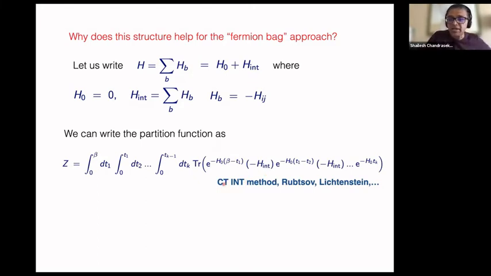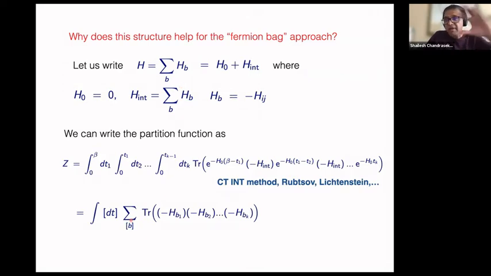This is usually called the continuous time method, right? And then this trace for this particular model, since H0 is just 0, is just inserting a bunch of interactions, and the interactions are a sum of bonds. So then you sort of take a set of bonds, right? HB1, HB2, and so on. And then have a configuration of bonds. And these bonds are all time ordered in some interesting way.